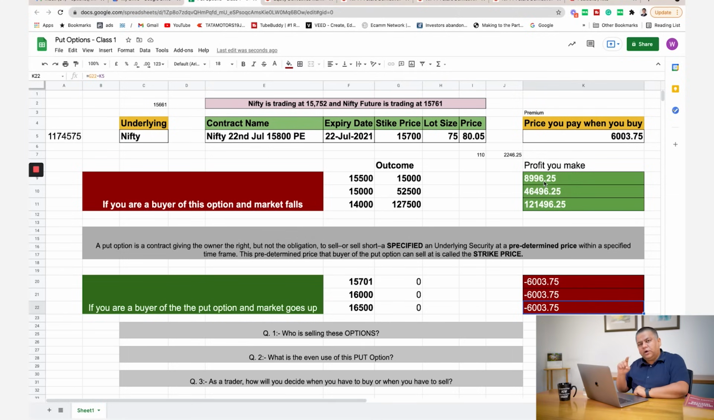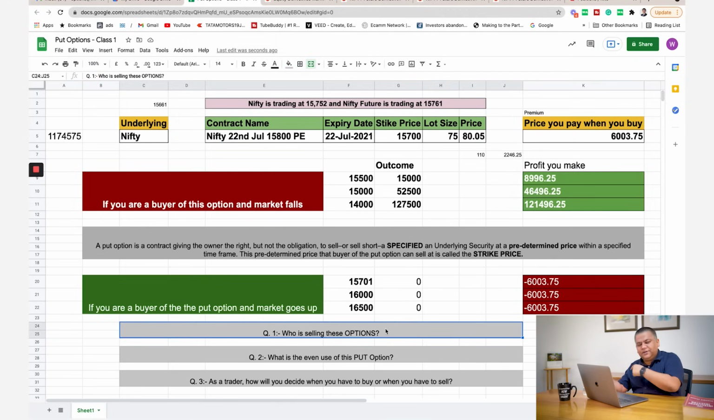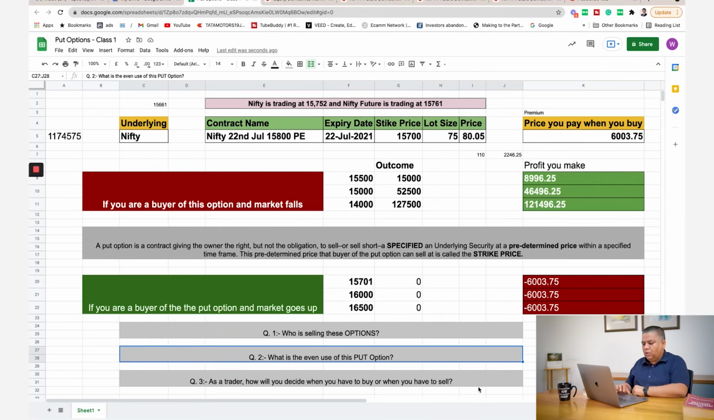Now, before I tell you what we are going to learn further in this class, 3 questions for you. Who are the buyers? It looks like a very sweet deal. So much profit after investing 6,000 rupees, and maximum loss is very low. All you can lose is the premium. So who are the sellers of this premium? Who are going to take these kinds of risk? 2. What is even the use of this put option? I mean, is it there because it looks like a lottery? This is another question you have to ponder on.